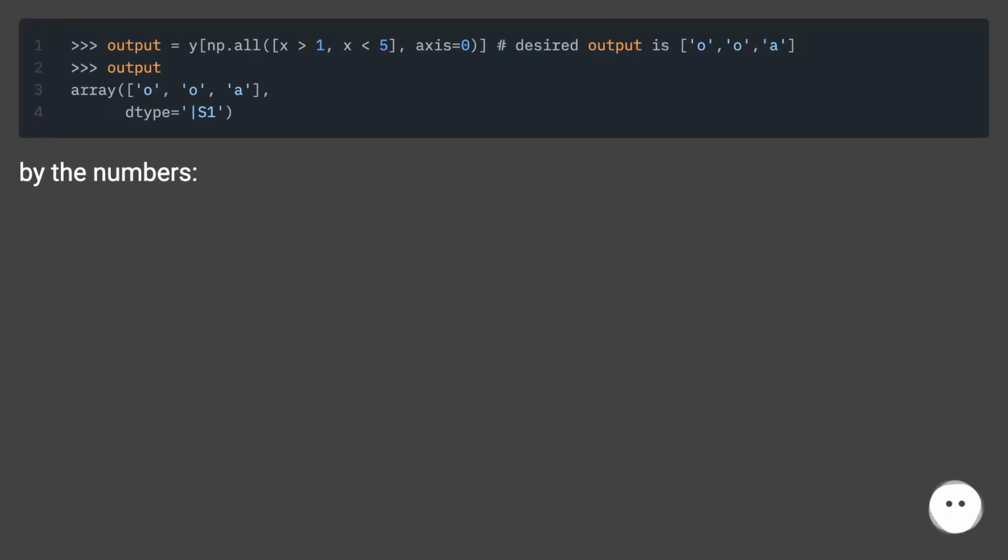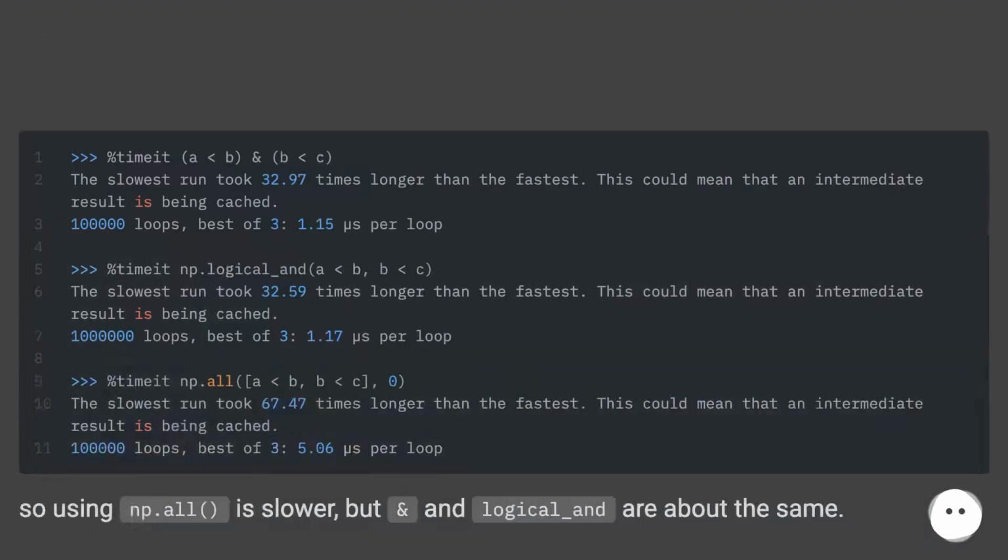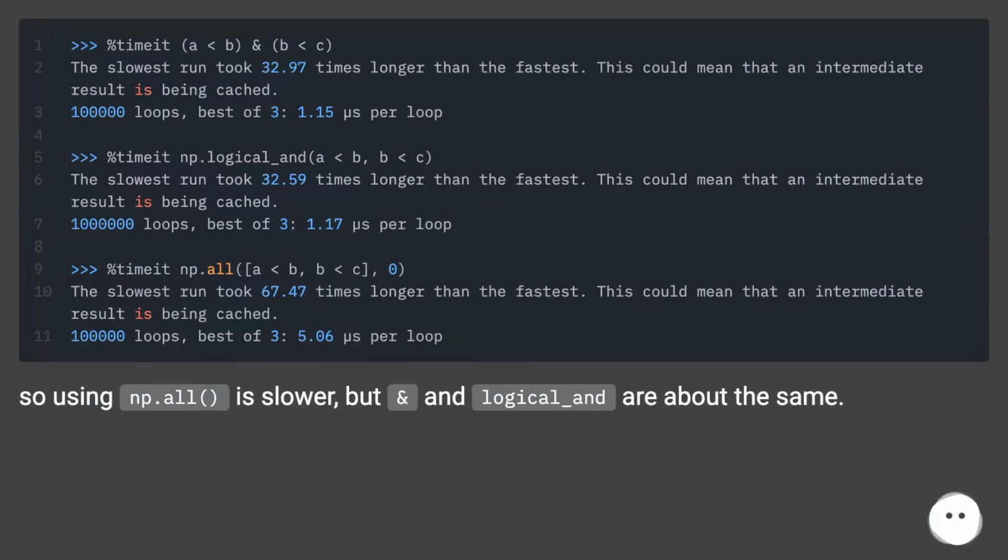By the numbers. So using np.all is slower, but and logical_and are about the same.